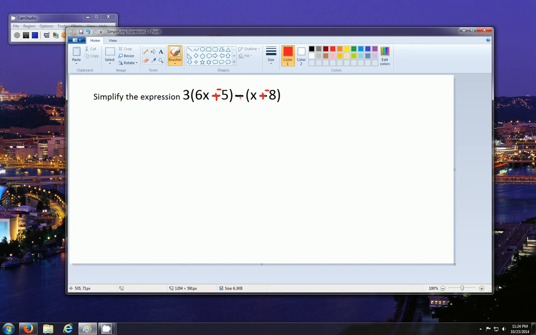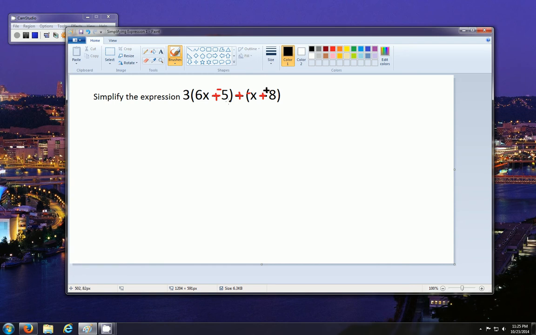Now, where we're getting mixed up is when we have this negative sign outside of the parentheses. Now, we have to distribute this to both terms inside the parentheses because it's not saying just subtract x, it's saying subtract x and subtract -8. So we're going to add the opposite here. The opposite of x is -x. And the opposite of -8 is +8.